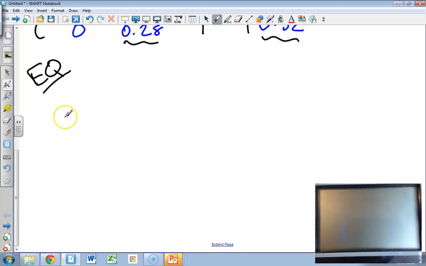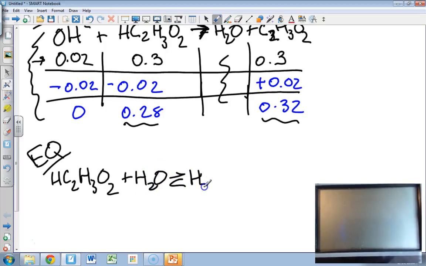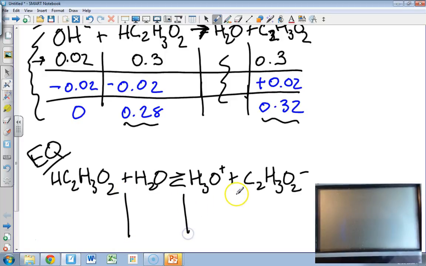Okay, so now because we're doing the equilibrium step with an acid, it's going to be the same reaction as we've always done. The weak acid, HC2H3O2, that's acetic acid, plus water. The acid plus water is in equilibrium with the hydronium ion plus the acetate ion, C2H3O2 minus.